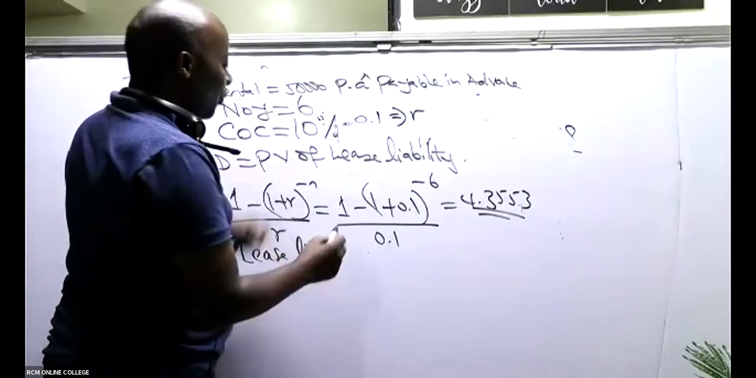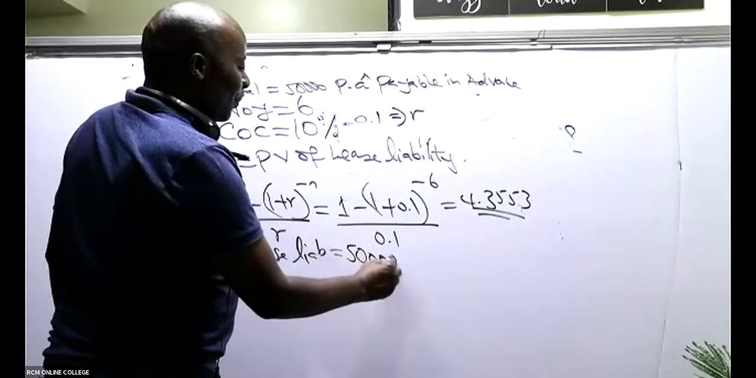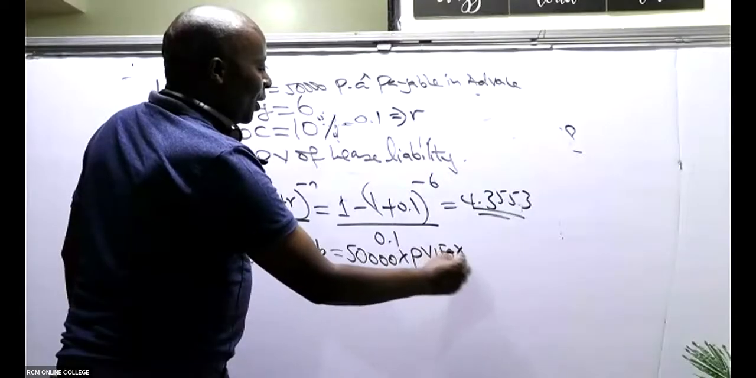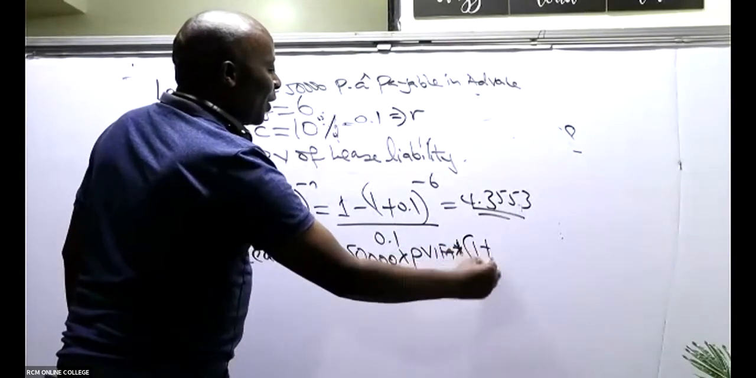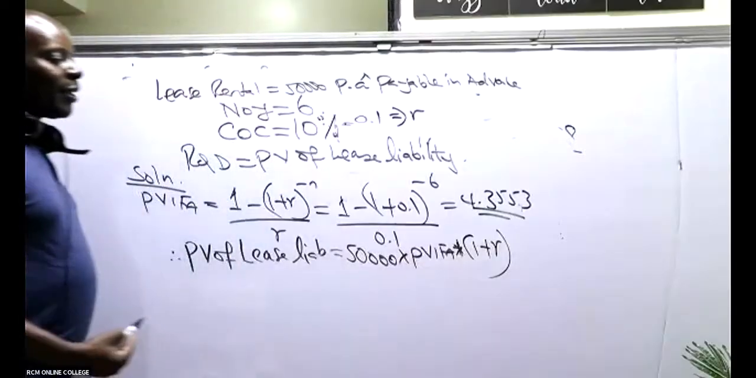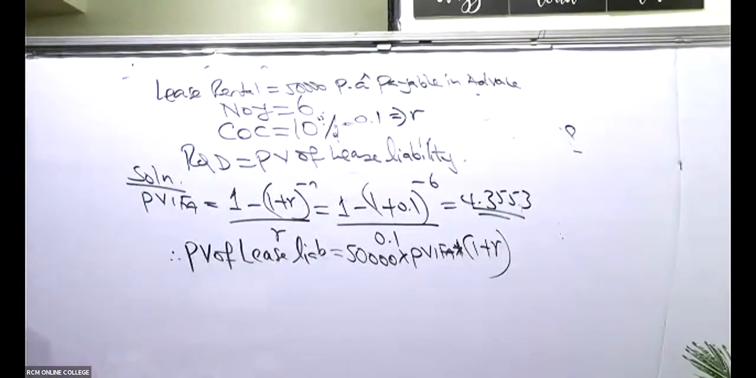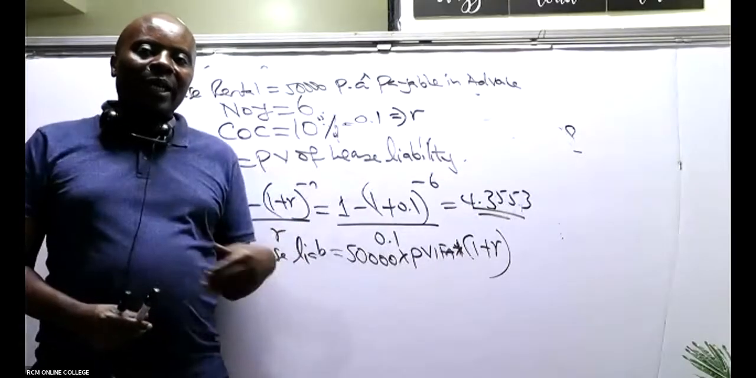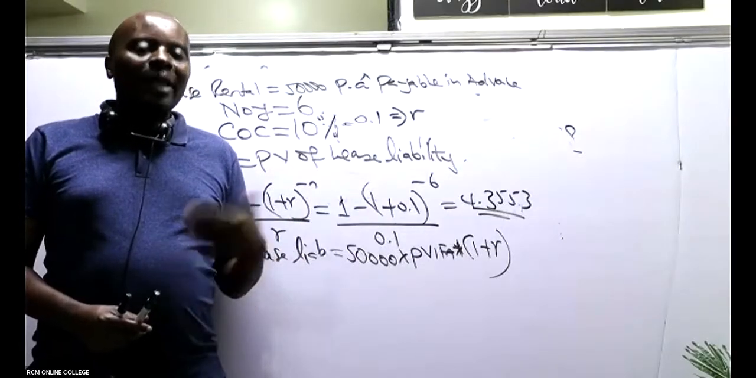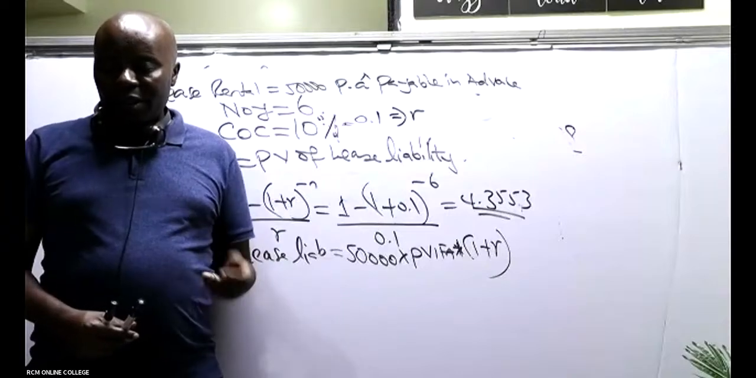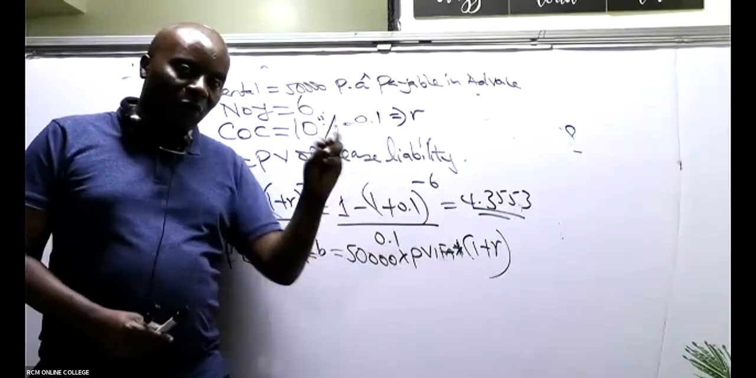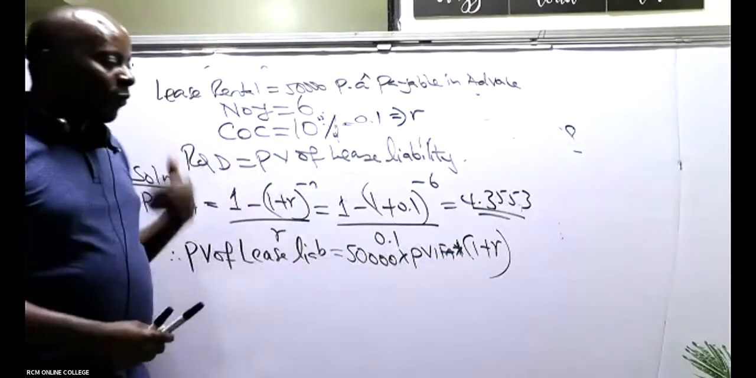And therefore, the present value of my lease liability will be this amount of 50,000, the annuity, times the PV-FA. Because in this case it's being paid in advance, we must include that 1 plus R. We only do this times 1 plus R whenever you're told that the cash flow is being paid up front, in advance. You should always add this 1 plus R, taking care of the term which comes up front.